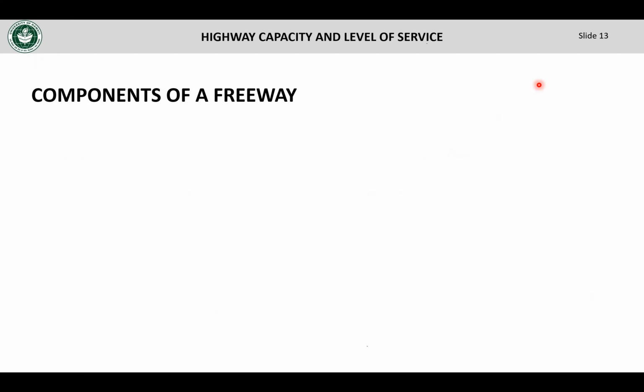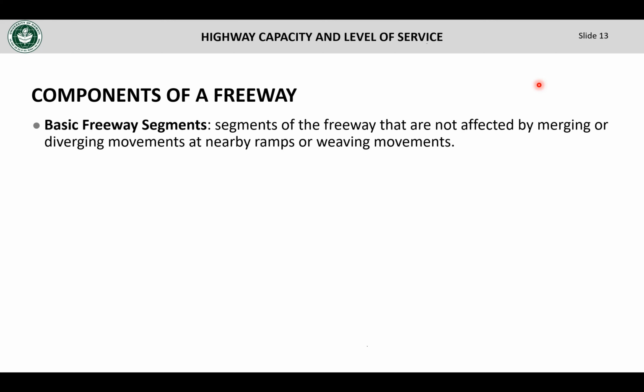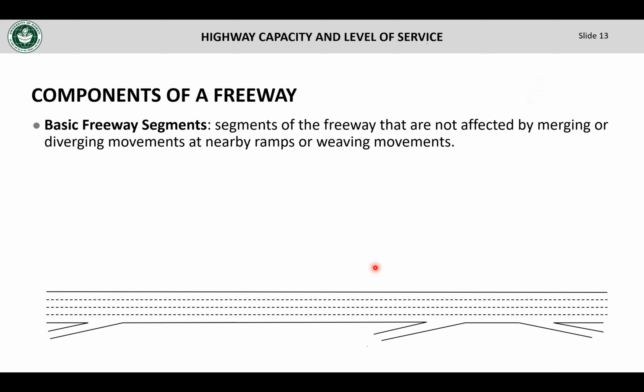Highway systems are composed of a number of different elements that require different consideration for capacity and level of service analysis. In the case of freeways, these include basic freeway segments, which are segments of the freeway that are not affected by merging or diverging movements at nearby ramps or weaving movements. This would be, for example, an area like this. Notice that this is what we're analyzing, and we're saying it's not affected much by ramps or weaving sections.